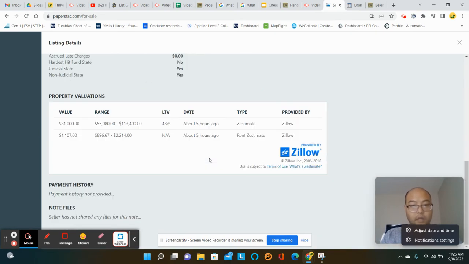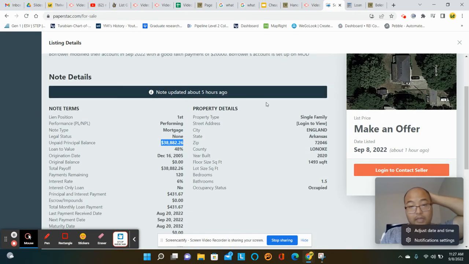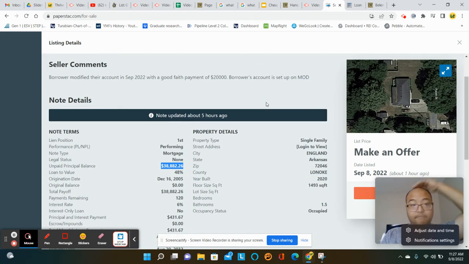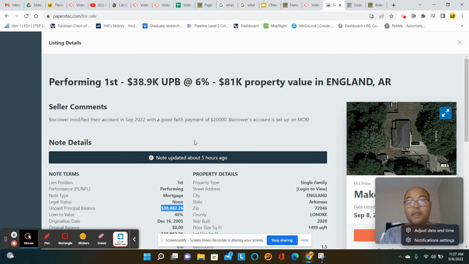Look, here's a performing note. So the unpaid balance is 38,802. He's saying make an offer, right? Yeah, I just think it's gonna be much better just to do land investing. But that's my personal opinion on this. Feel free to get into notes with PaperStack or some of these other listings. But yeah, land investing, I think there's just a lot more profit in it. So that's my personal opinion.